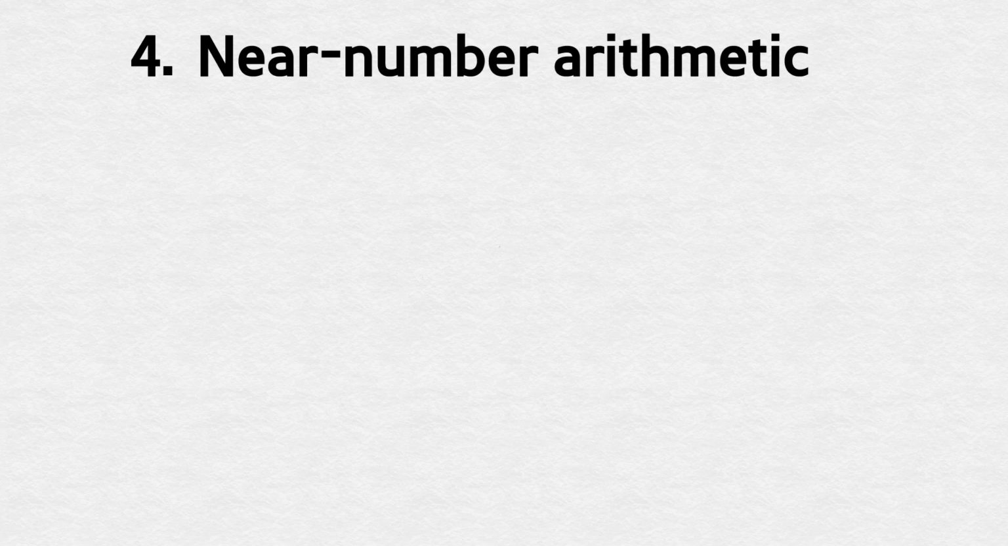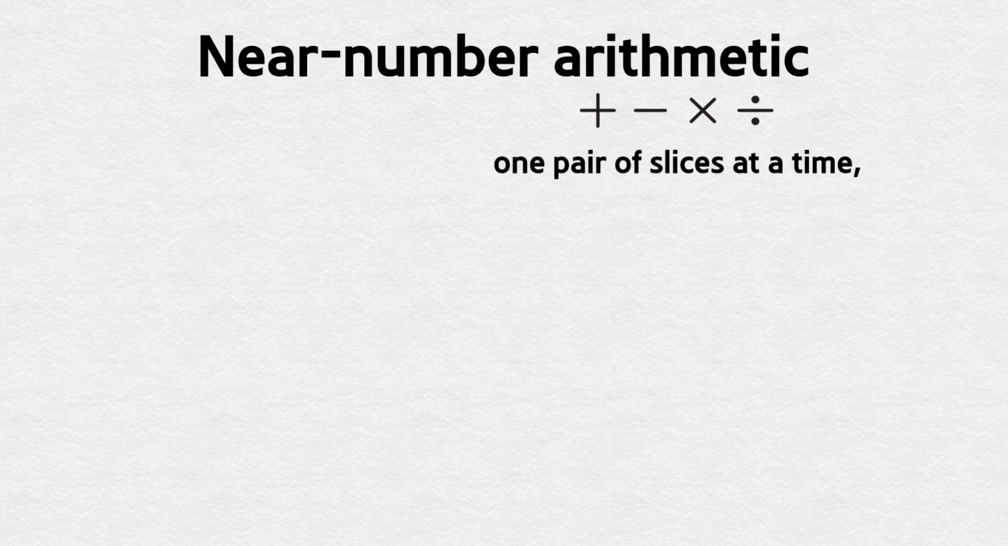In Lesson 4, we'll discuss near number arithmetic, that is, addition, subtraction, multiplication, and division of near numbers, along with their so-called indeterminate forms for limits, which we'll prefer to call star forms. These arithmetical operations each take two arguments, and they operate much as functions do, one pair of slices at a time on all of the numbers in those slices.